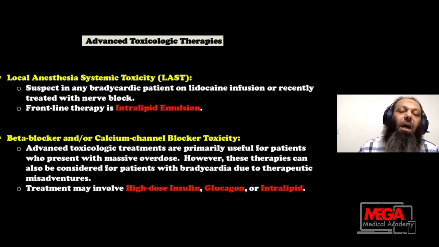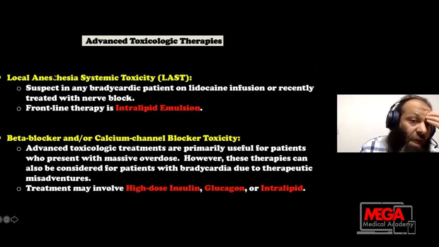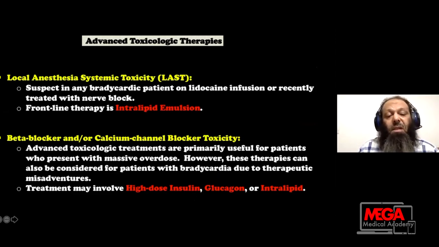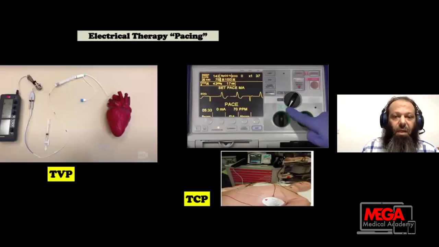For local anesthetic toxicity or systemic toxicity, this is one of the important antidotes: when you face a patient in an ICU who received a local anesthetic agent and came to the ICU bradycardic, then think about using intralipid emulsion. For beta blocker and calcium channel blocker toxicity, you use high dose insulin, glucagon, or intralipid emulsions.